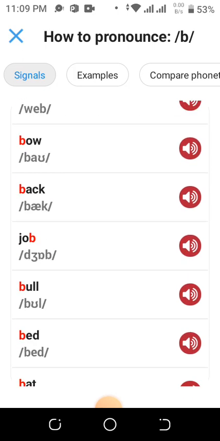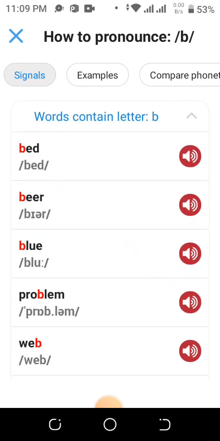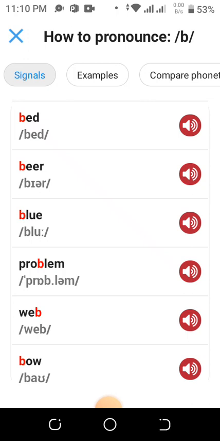If you practice these words and try to pronounce the B sound, automatically you will learn how this B sound is focused and how it is spoken. I do hope that you have understood the B sound, and inshallah in the next lecture I will tell you about that same sound with the double letter B.